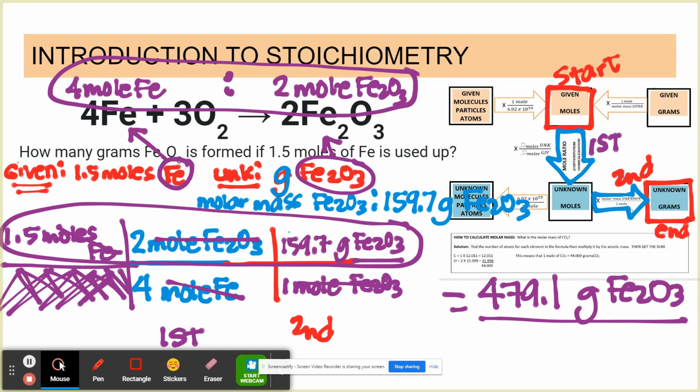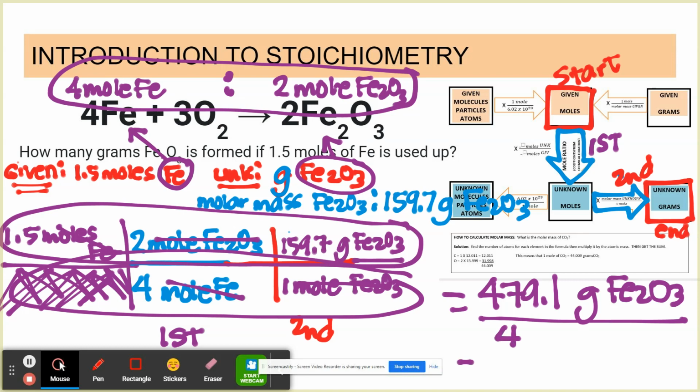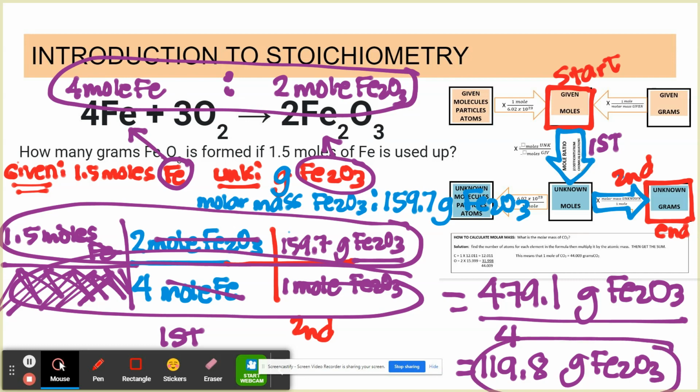Over, let's multiply everything at the bottom, but there's only 4 and 1 there, so it's just going to be 4. So we just divide this by 4. 479.1 divided by 4 is 119.775 grams of Fe2O3. Okay, see that? And that's going to be our answer right there.